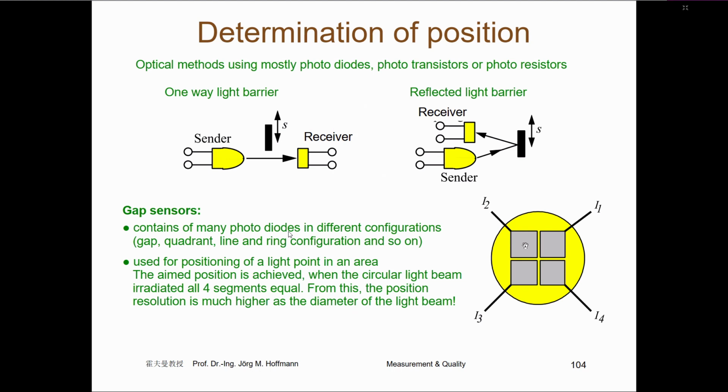That works also with one. When you need it only in one direction, then you have a single gap sensor. But when you would like to determine the position in 2D, in X and Y direction, then you need a gap sensor with 2 gaps so that you can realize this.